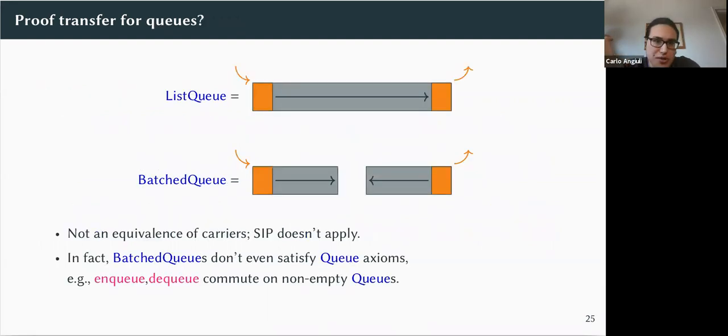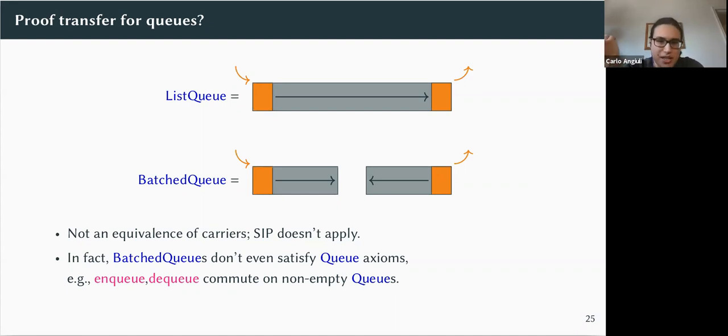Now, what about for Qs? Well, okay, first of all, the correspondence between list Qs and batch Qs is not an equivalence of carriers, so we can't get off the ground with using the structure identity principle. But in fact, the batch Qs aren't even a Q.